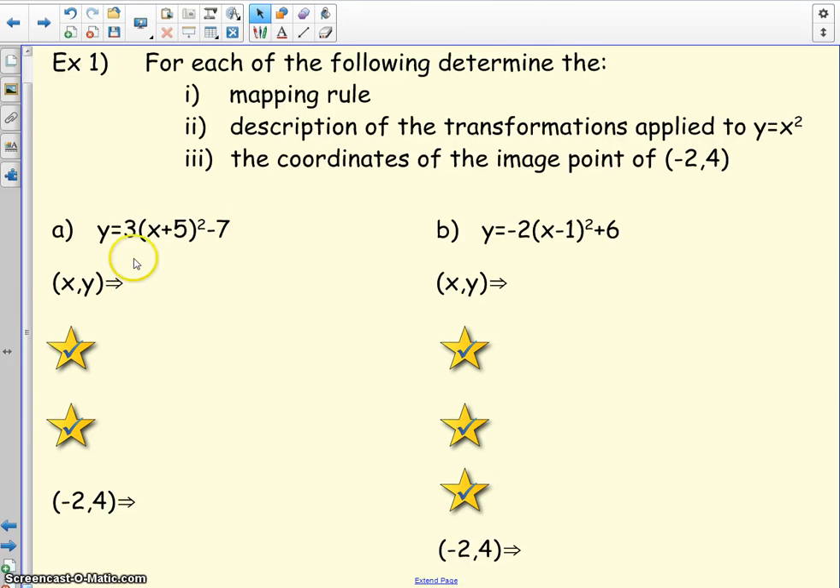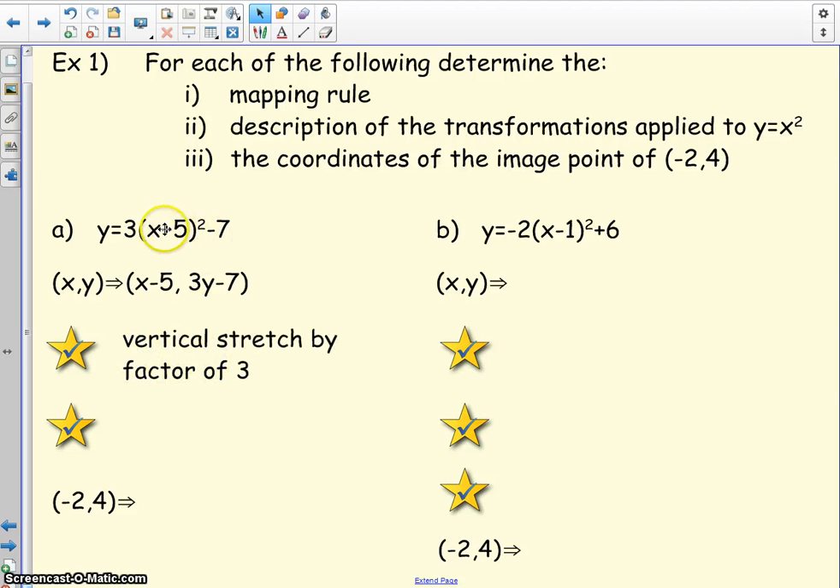Okay, so look at our mapping rules here. For the first one, we should get a mapping rule of x minus 5, and then 3y minus 7. Now, if you'd prefer to start with the transformations first, that helps you create the mapping rules. From the equation, we have an a value of 3. That tells us we have a vertical stretch by a factor of 3. This plus 5 means here we're going left 5, and the minus 7 means we're going down 7. So we go left 5, down 7.